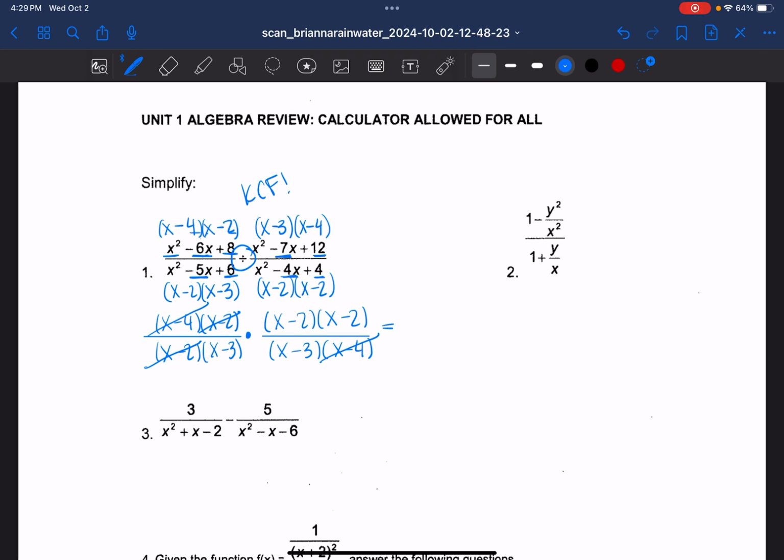So in the top, I'm left with x minus 2 times x minus 2, or x minus 2 quantity squared, since there's 2 of them. And in the bottom, I'm left with 2 x minus 3s, or x minus 3 quantity squared.